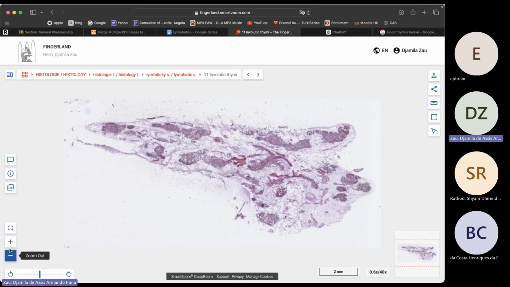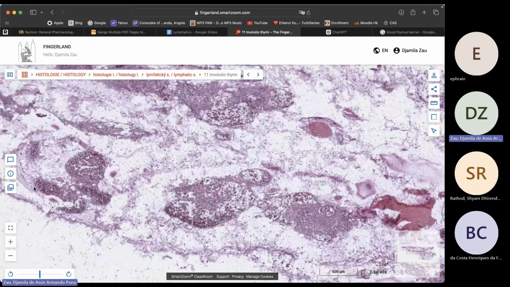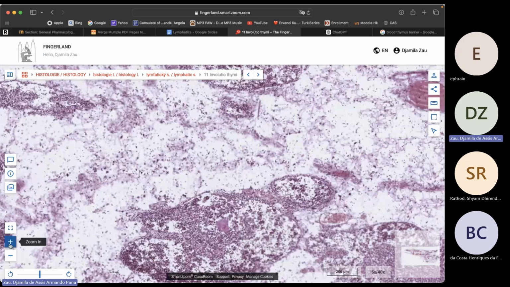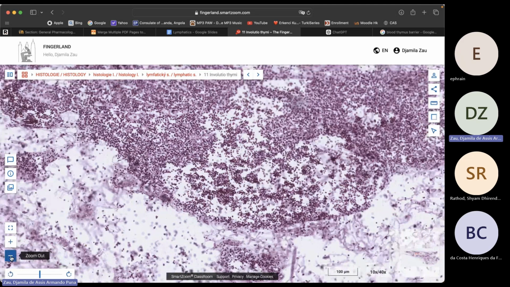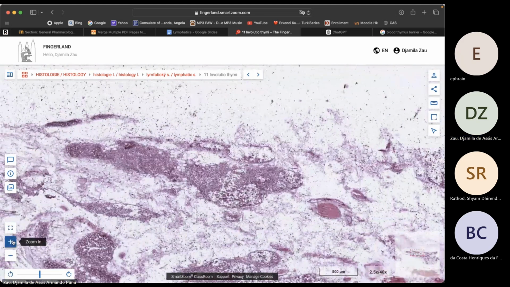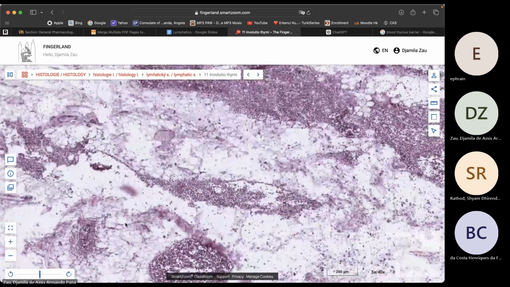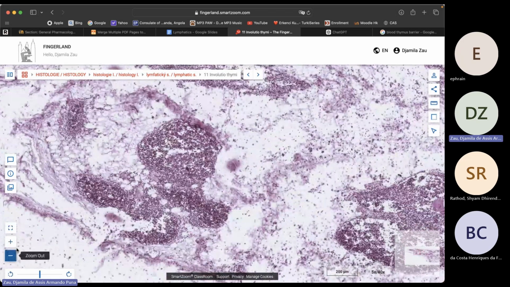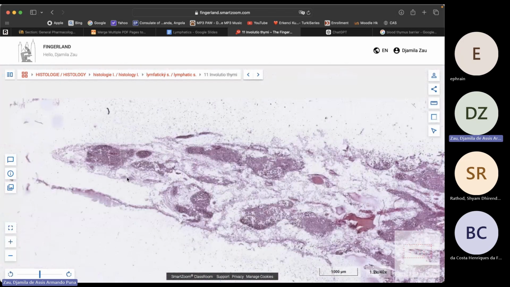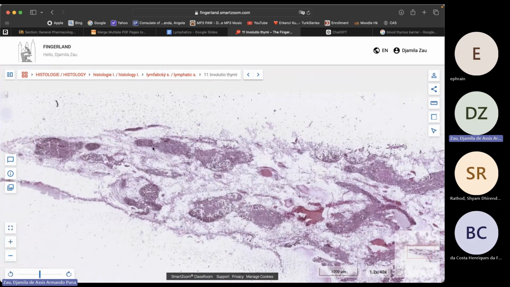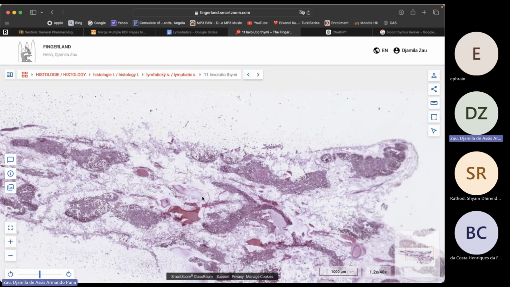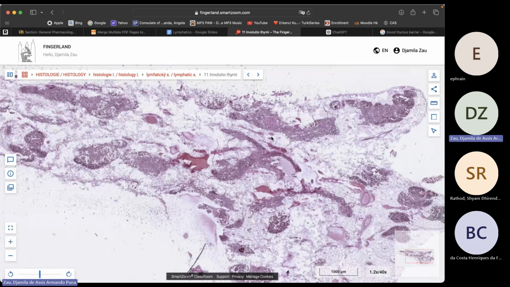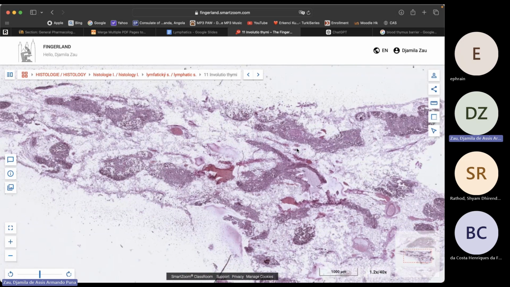This is how the involuted thymus looks. As you see, there's a lot more white. We have a lot more adipose tissue going around, and we have some islands of parenchyma. This would be an island, this would be an island, this would be an island, compared to what we were seeing before, where this entire thing was parenchyma.